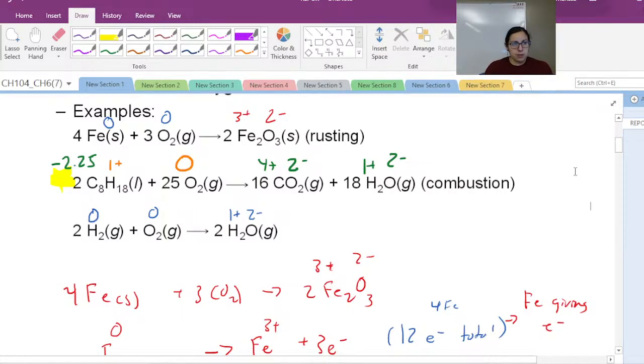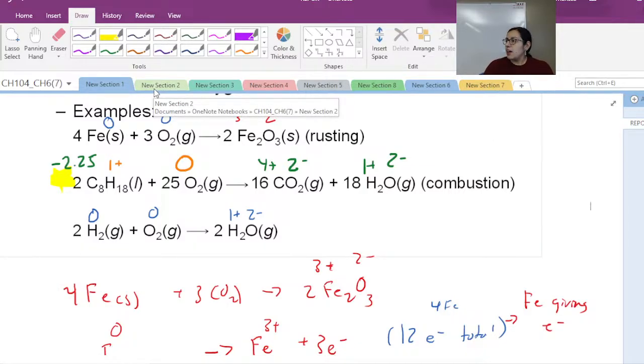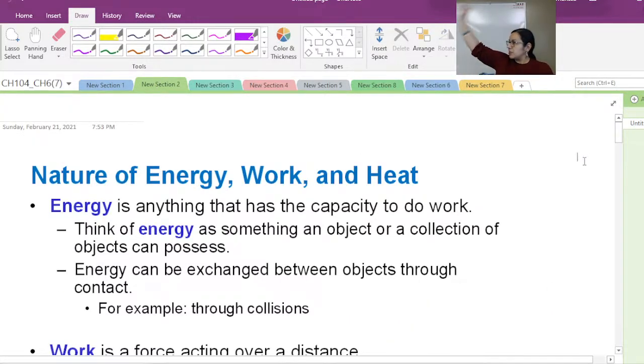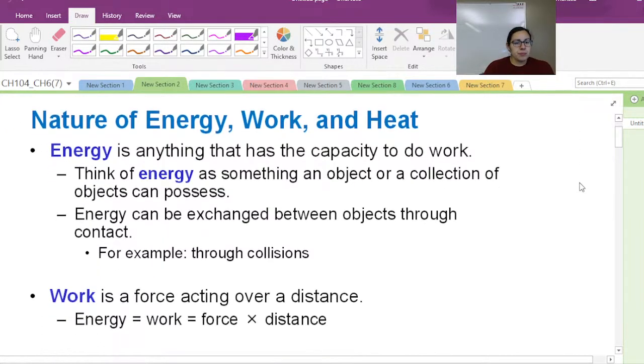All right, do we feel okay about redox? We'll keep practicing. It'll take some getting used to. Yeah, everything takes practice. All right, so now we'll shift to the rest of chapter 6. And I put the chapter 6 homework up front so you can grab it.